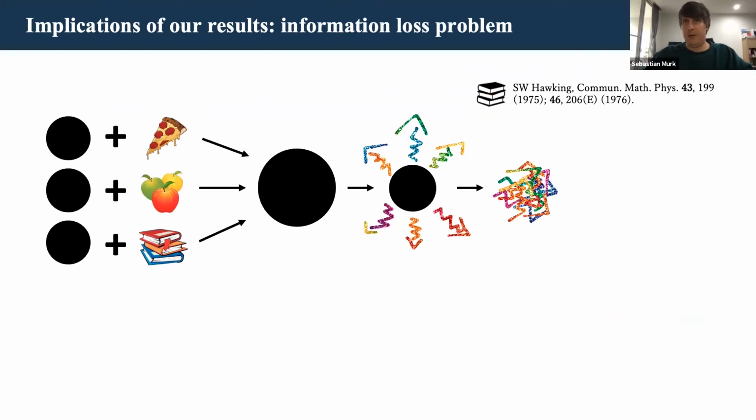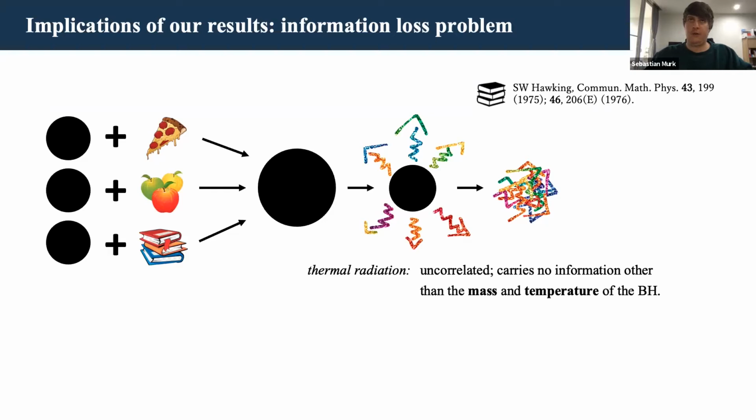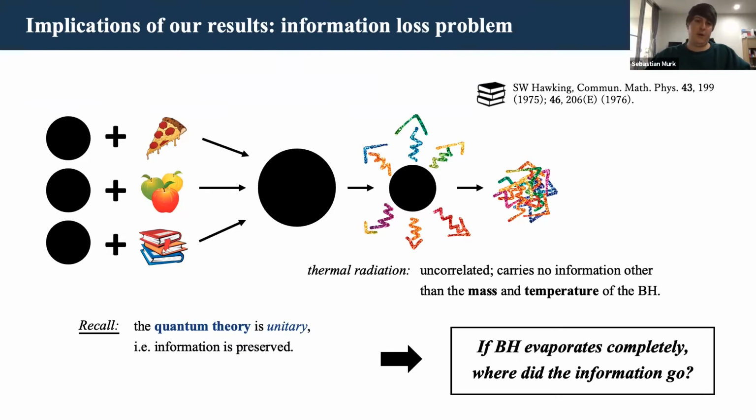So just to briefly recap, the problem here is Stephen Hawking has shown that black holes can evaporate. And moreover, he has shown that the radiation that is emitted in this process is completely thermal. So it carries no information about the black hole other than the mass and the temperature. But from the mass and the temperature alone, you cannot deduce what fell into the black hole. And this is a problem because time evolution in the quantum theory is unitary. So information has to be preserved. So the conundrum here is, well, if the black hole evaporates completely, where did the information go?